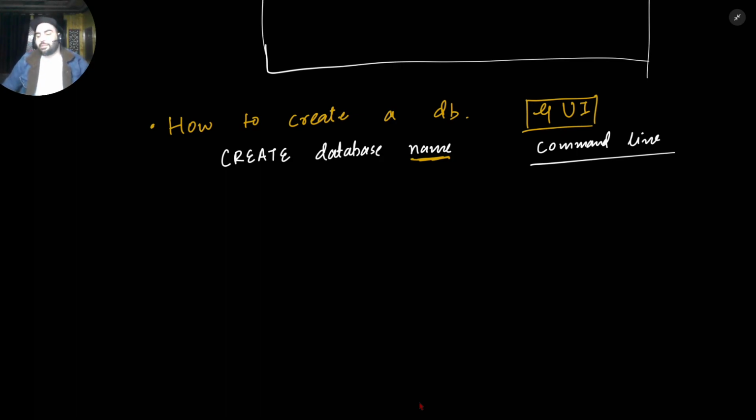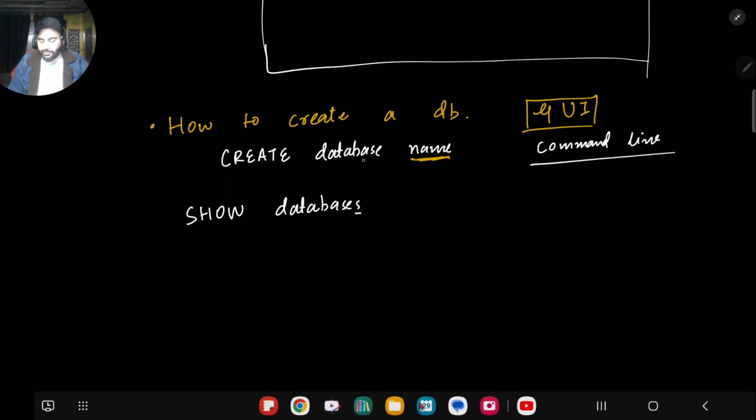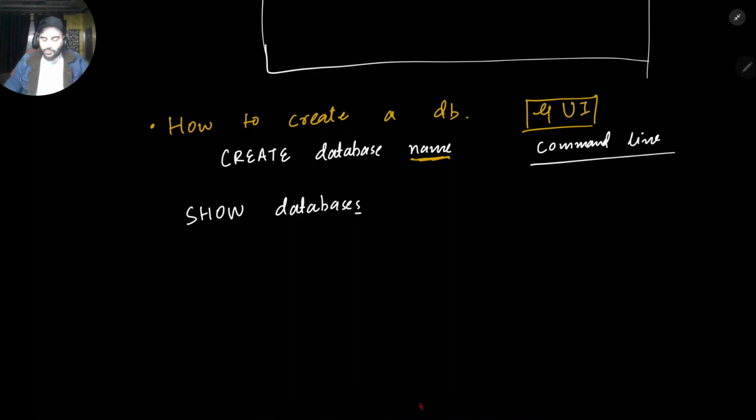So what are the concepts in databases? The first step is that you have to create a database. And then afterwards, if you want to see how many databases are in your system, you can write a command, show databases. You say this is a plural, here there is no S. So when you create a database, you can just write create database. But when you want to show, you write show databases.